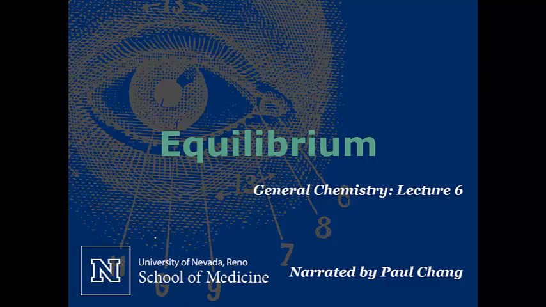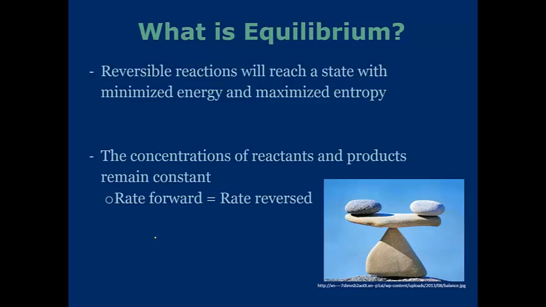General Chemistry, Lecture 6, Equilibrium. What does equilibrium mean? Well, equilibrium states that when reversible reactions are proceeding, they will reach a state with minimized energy and maximum entropy. That is, they're balanced, meaning that the concentrations of reactants and products remain constant.